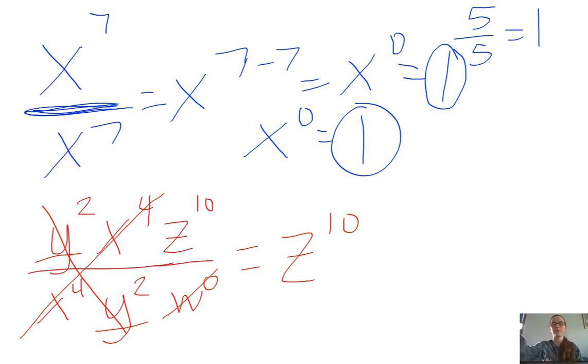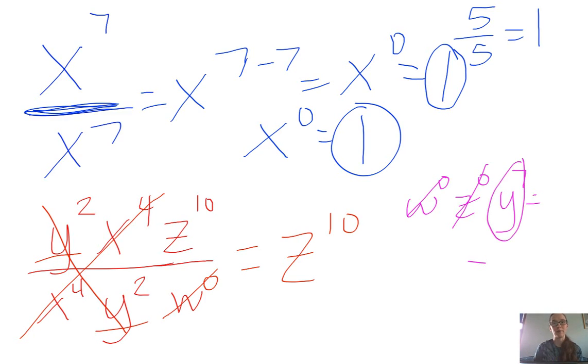Let's just do one more. Let's say I have w to the 0 power, z to the 0 power, y to the 7th power. Well, w to the 0 power is 1. Z to the 0 power is 1. So our final answer is y to the 7th power.